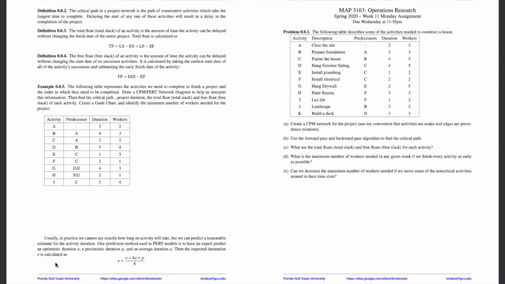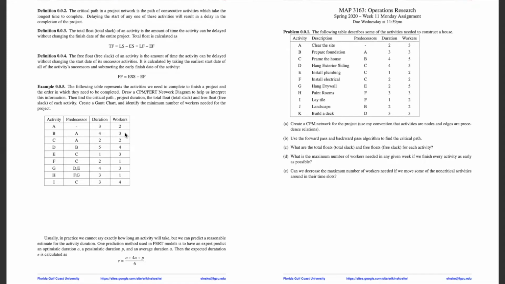So usually we don't know how long an activity would take. That's why we would be using a formula that kind of predicts the expected duration in the PERT model. So this is the formula: E equals O plus 4A plus P, the whole thing divided by 6, where O is an optimistic duration for the activity, A is the average duration of an activity, and P is a pessimistic prediction.